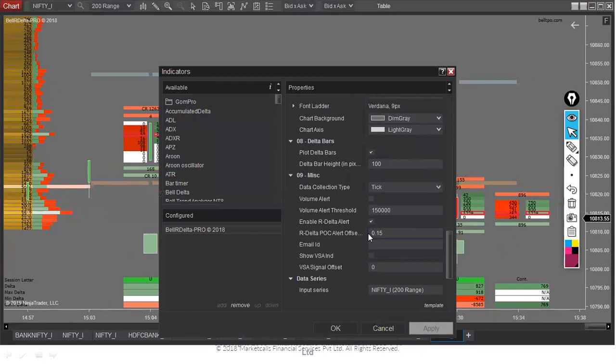This alert will send you an email automatically. It sends you a sound alert also. You know, there is an R delta signal alert that alerts you. And there is a POC offset alert as well. What does it mean is that it looks for a distance in percentage terms, 0.15%.